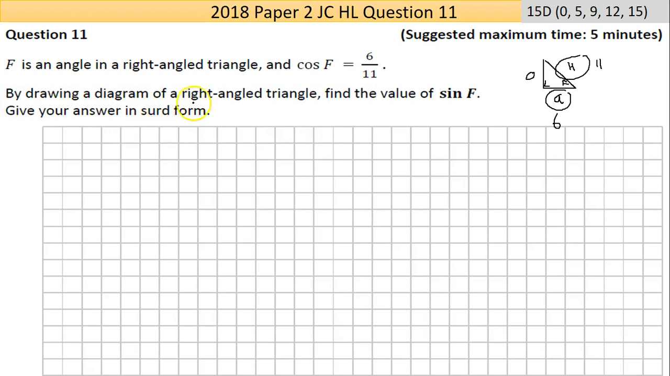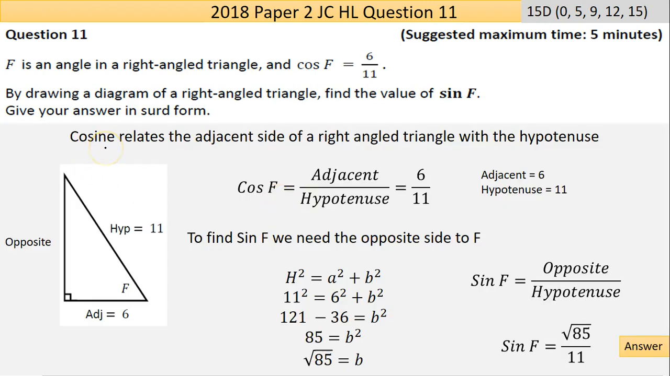So it says, by drawing a diagram of a right angle triangle, find the value of sine F. Give your answer in surd form. Now, what's the answer? I've said that cosine relates the adjacent side with the hypotenuse. Now we need to find sine F. We need to find this opposite side in order to fill in the sine ratio, which is opposite divided by hypotenuse.